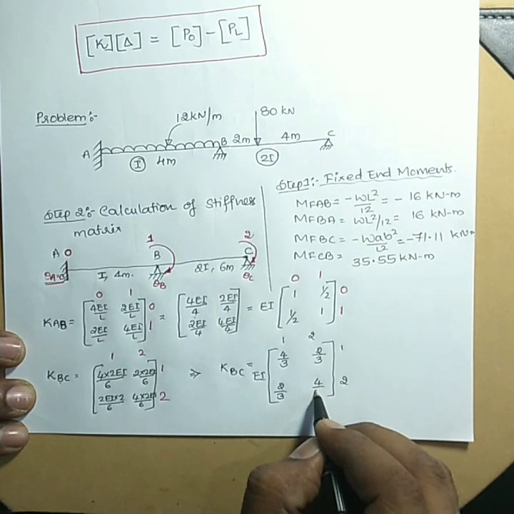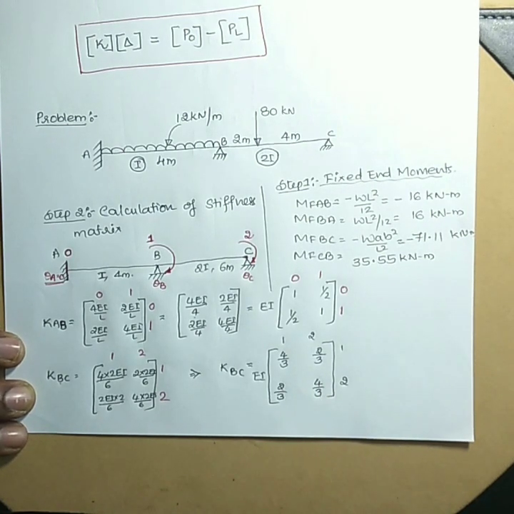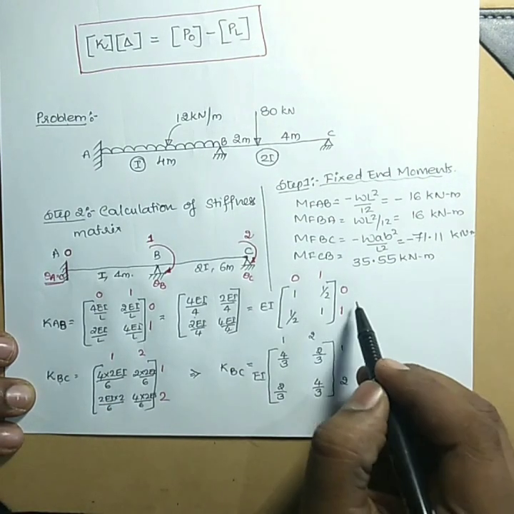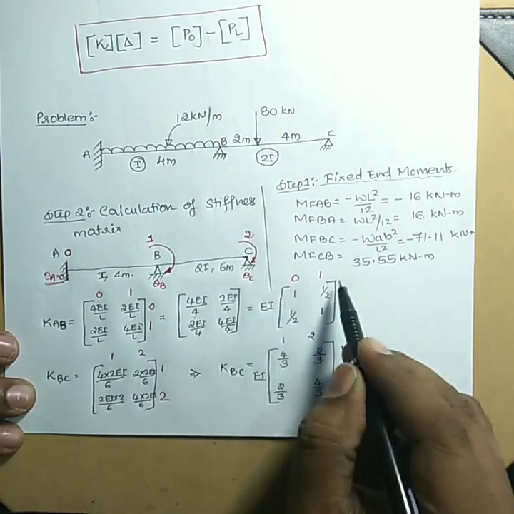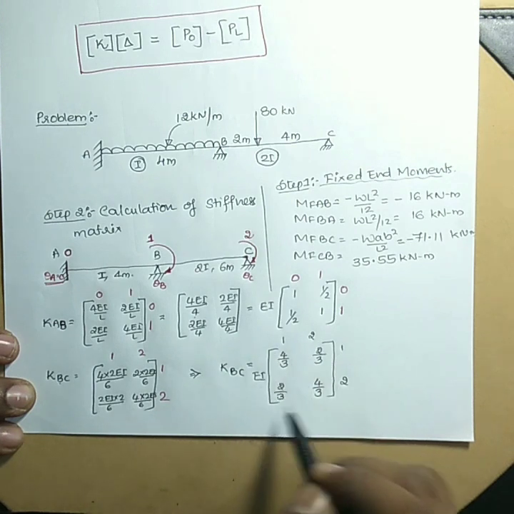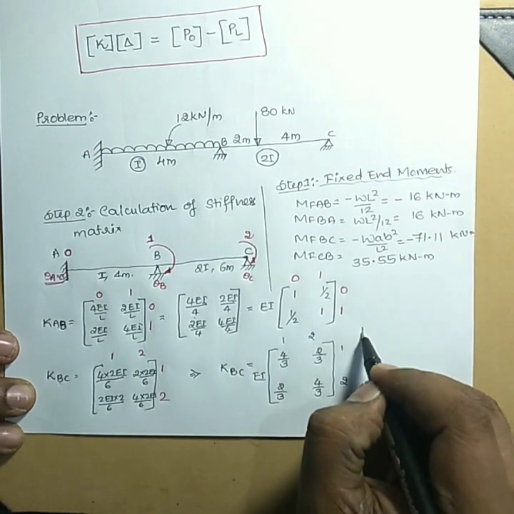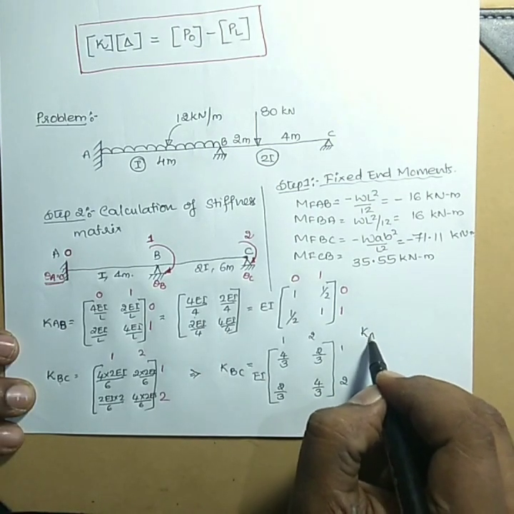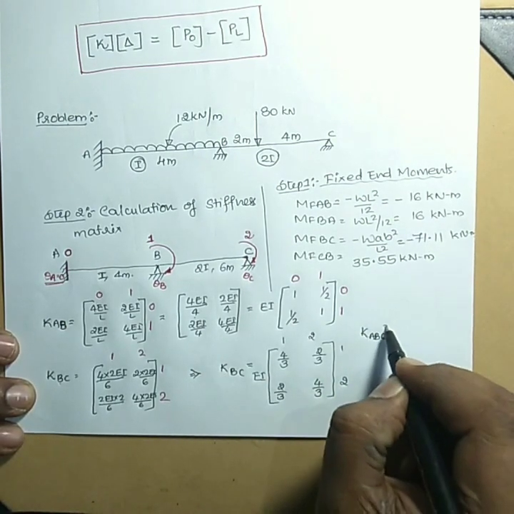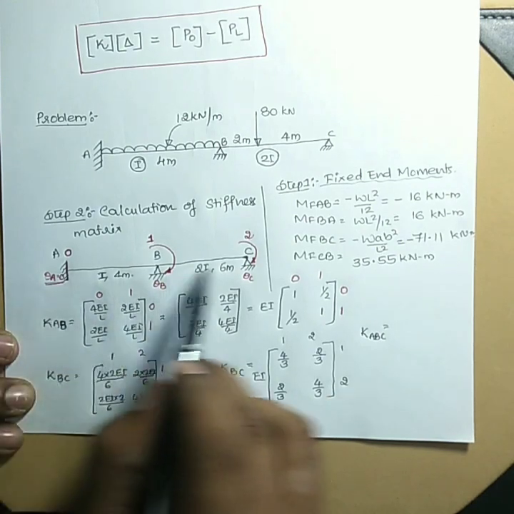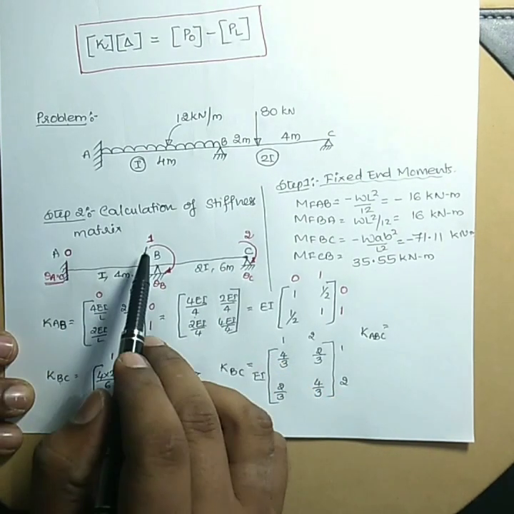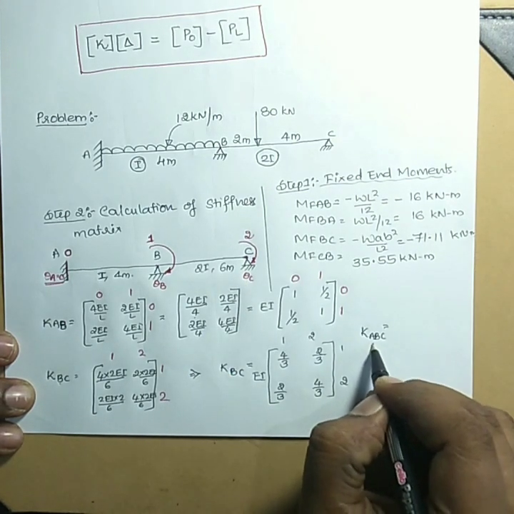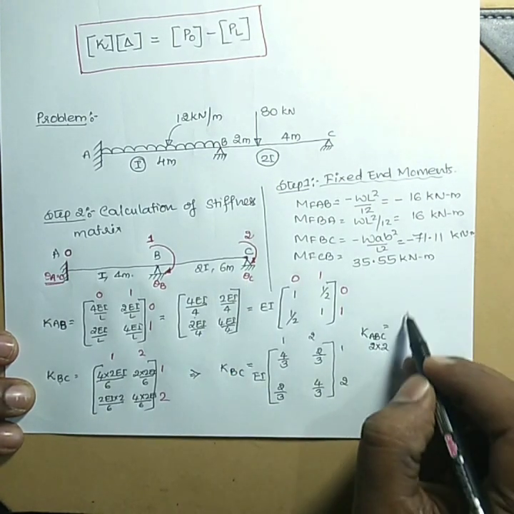by 3. So you got the stiffness matrix of AB. This is the stiffness matrix of AB, and this is the stiffness matrix of BC. Now you need to find the combined stiffness matrix of the full beam, that is ABC. Here the total unknowns in the full beam are only 2, that is theta B and theta C. So your final stiffness matrix will be a 2 into 2 matrix.